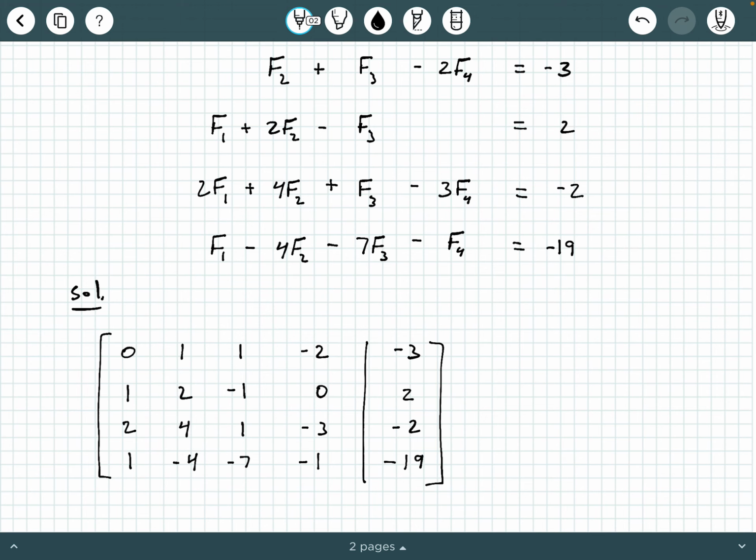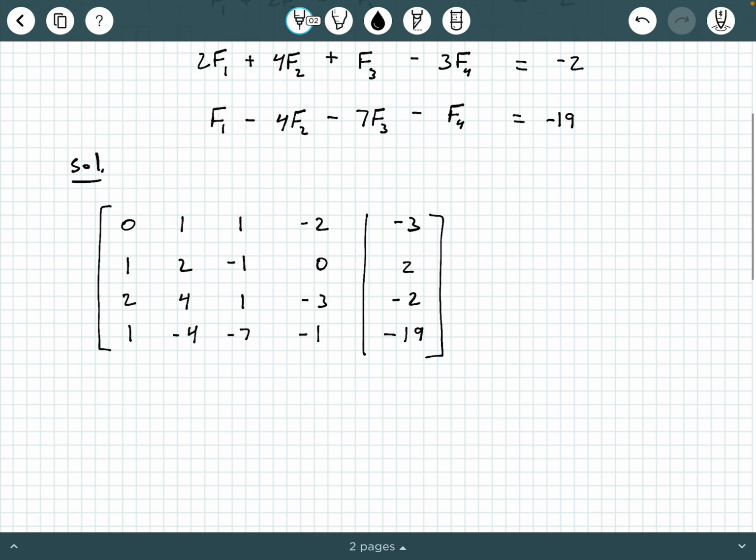And again, I like to double check this, keep a second eye on it to make sure we didn't miss a negative somewhere. And it looks like we are in good shape here. Okay, so let's get started.